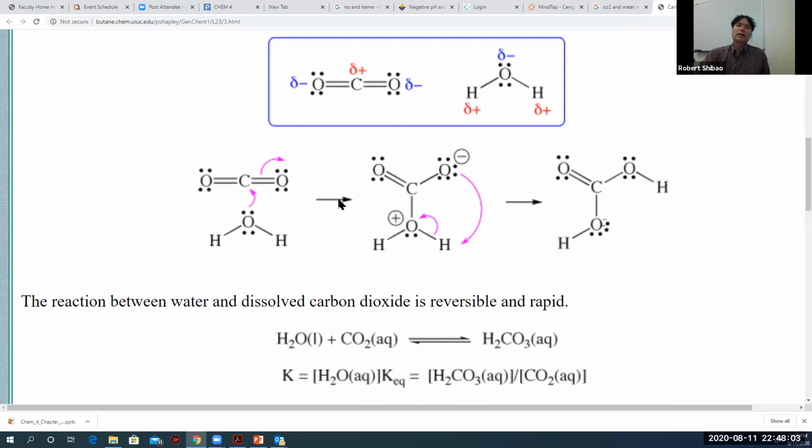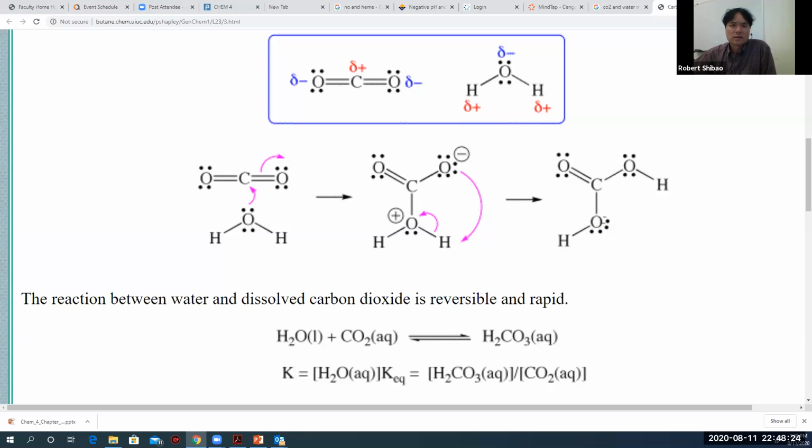So here we have water and then CO2. The reason CO2 is acting as an acid here is because the carbon is pretty positive. There's a delta plus on the carbon, and this oxygen is a delta minus. So we've got this attraction going on here. And then we've got a lone pair here, but carbon's already got an octet. It doesn't want any more.